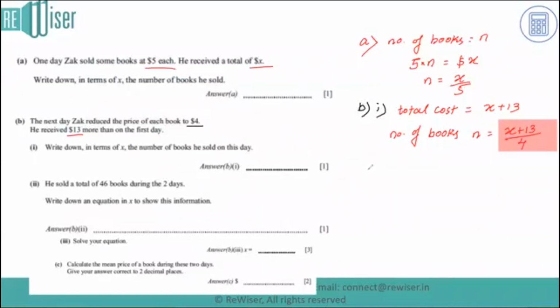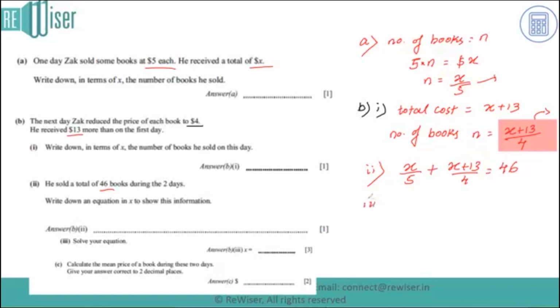And for part 2, we are talking about he sold a total of 46 books during the 2 days. Write down an equation in X to show this information. So this is the number of books that he sold on day 1, and this is the number of books that he sold on day 2. Totally it's 46. So we have X over 5 plus X plus 13 over 4, and this should be equal to 46. And this is the right answer for B part 2.